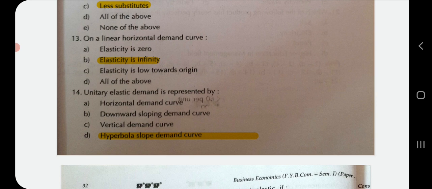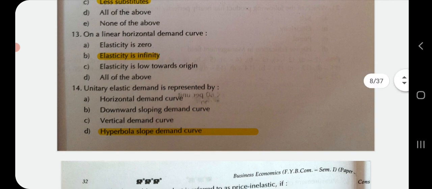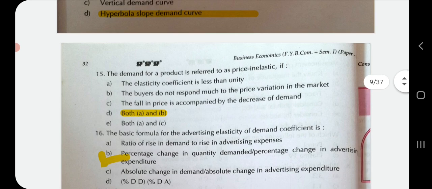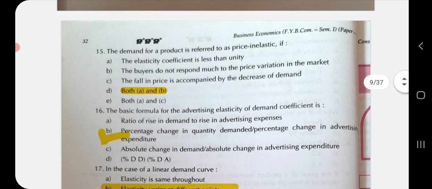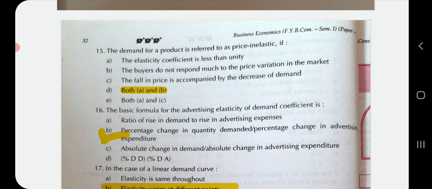14th question, unitary elastic demand is represented by dash. Unitary elastic demand curve is represented by hyperbola slope demand curve. Okay. Then 15th question is about the demand for product is referred as price inelastic if dash, and the answer is both A and B.